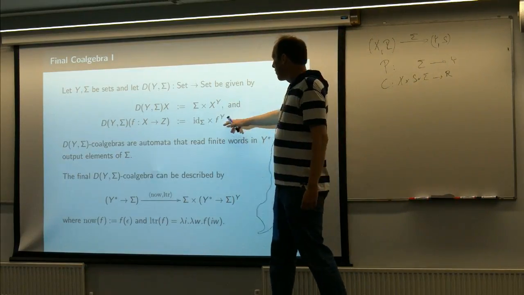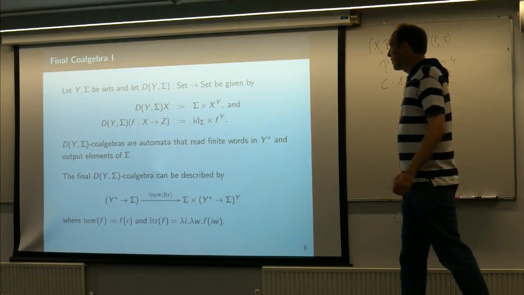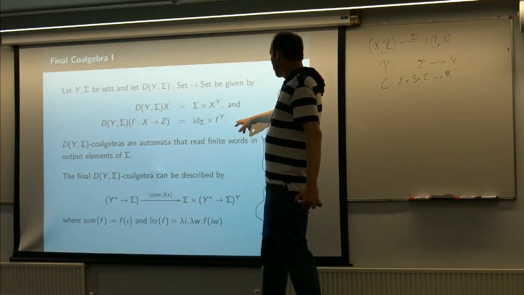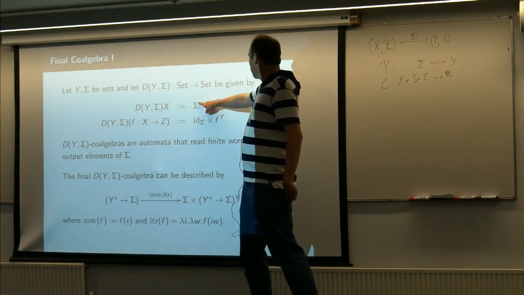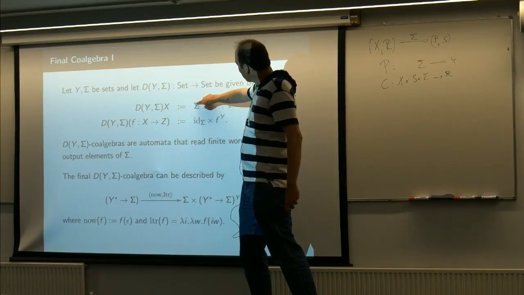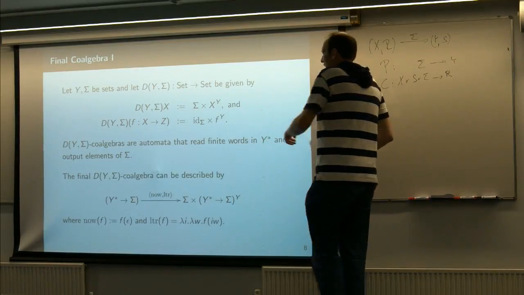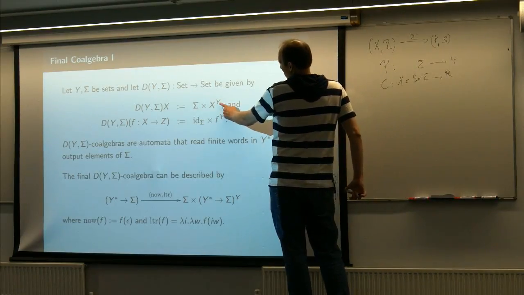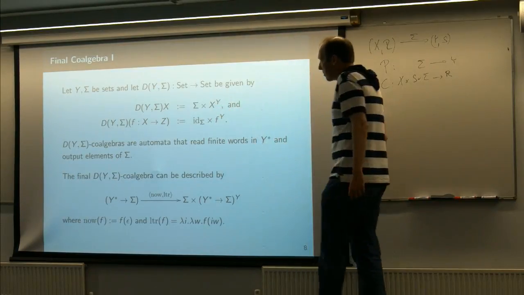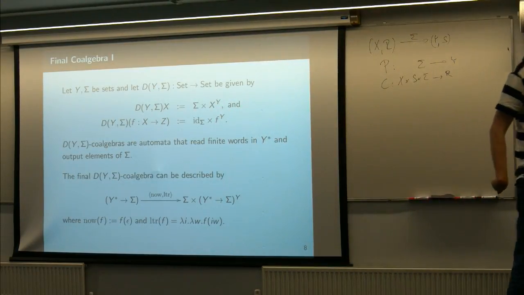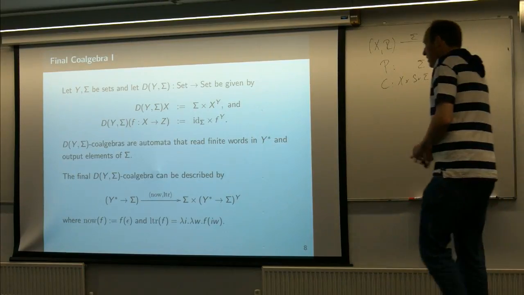And the functor itself on morphisms is just defined accordingly. If you have a map from x to z, what it would do is, well, you keep these outputs constant. And if I start with y to x and I have a map from x to z, I can just postcompose the f to get something from y to z. So this is a well-known functor.